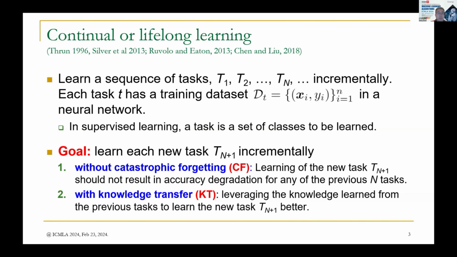The second objective or goal we want to achieve is knowledge transfer. After we learn a lot of tasks, when we learn the next task, task n+1, we want to learn it better.